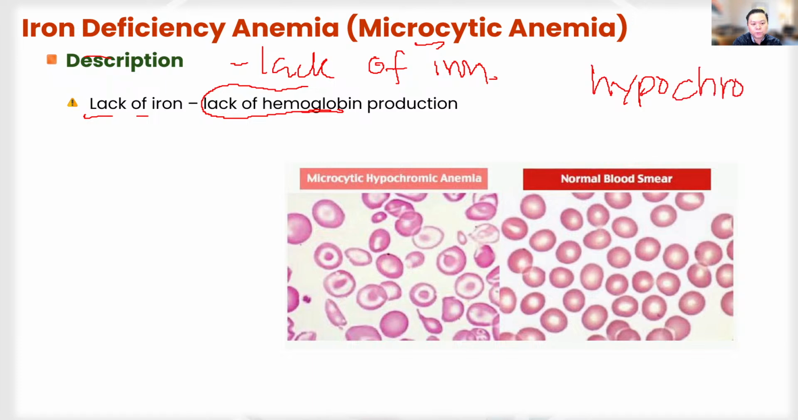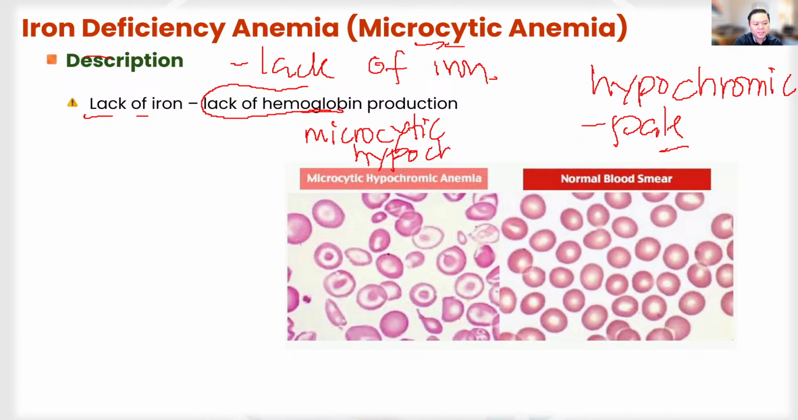Hypochromic. So basically, they are pale. They lack the pigment because of the lack of iron that is responsible to produce the hemoglobin. Since there is a lack of hemoglobin, the red blood cells will look pale. They will look very small. That's why they're called a microcytic, hypochromic type of anemia. Let me write that down. Microcytic, hypochromic. Small red blood cells that are pale. And the reason for that is because there is a lack of the pigment, hemoglobin.